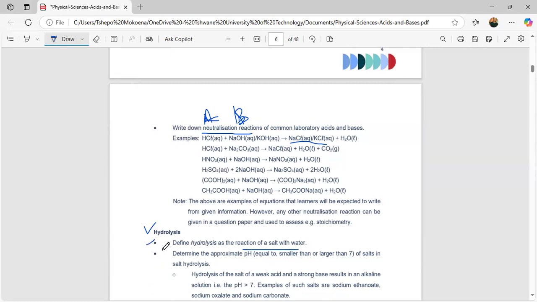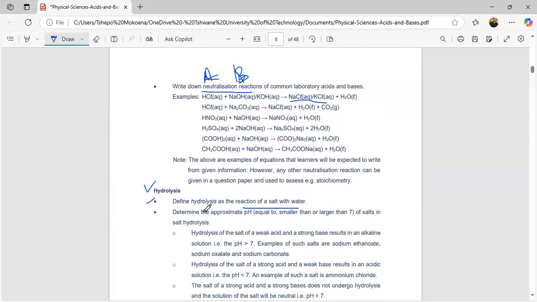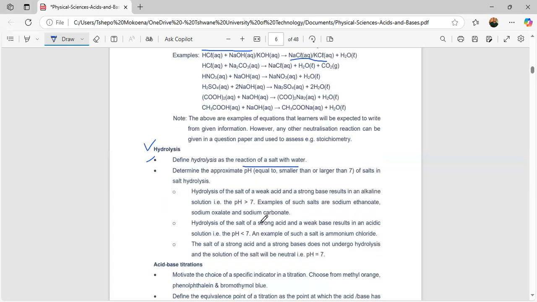Okay, so in this bulletin, we'll be looking at how to determine the approximate pH. So it's either pH 7, or less than 7, or above 7. Okay, like how it is shown over here. The key highlight that I want you to take is that during hydrolysis, if you take a weak acid and a strong base, the pH will be greater than 7, meaning we're going to have an alkaline solution.